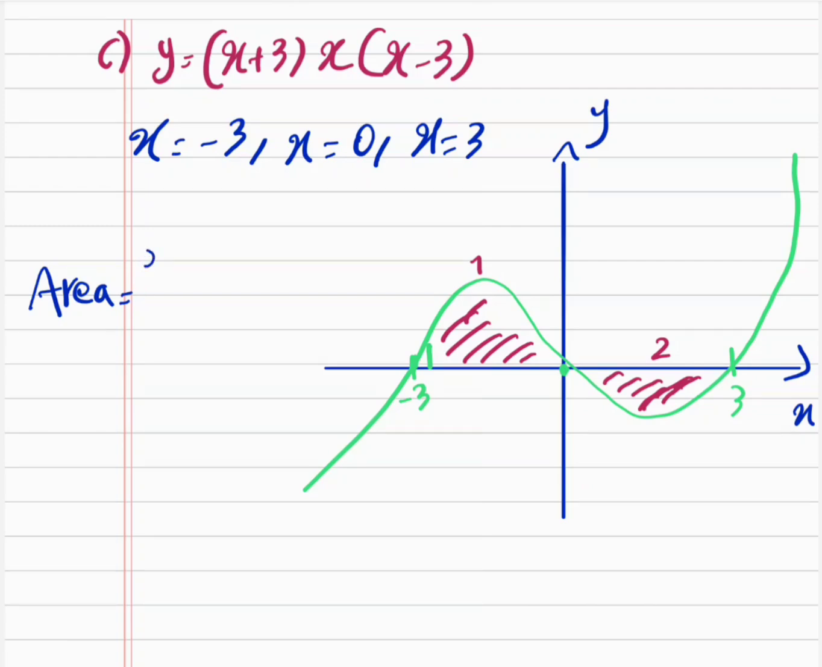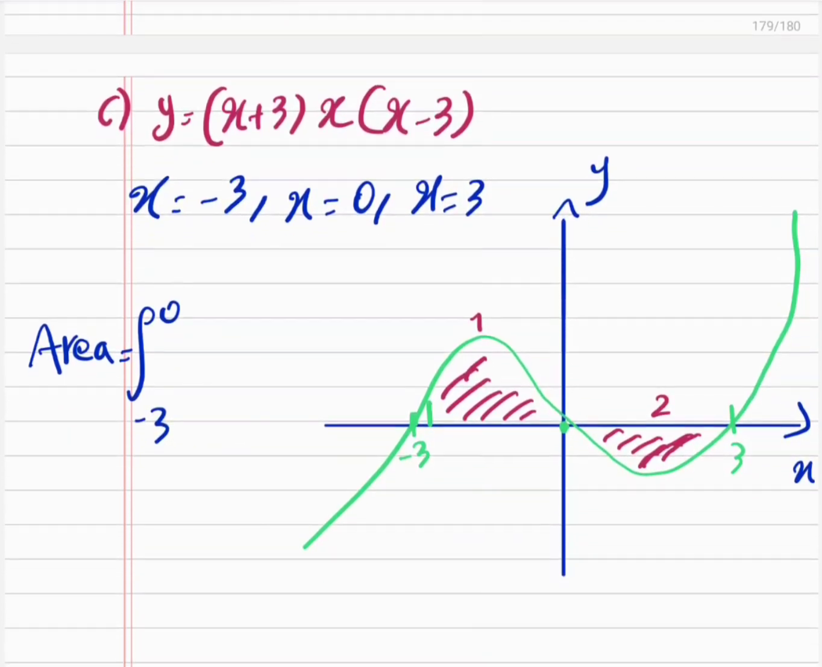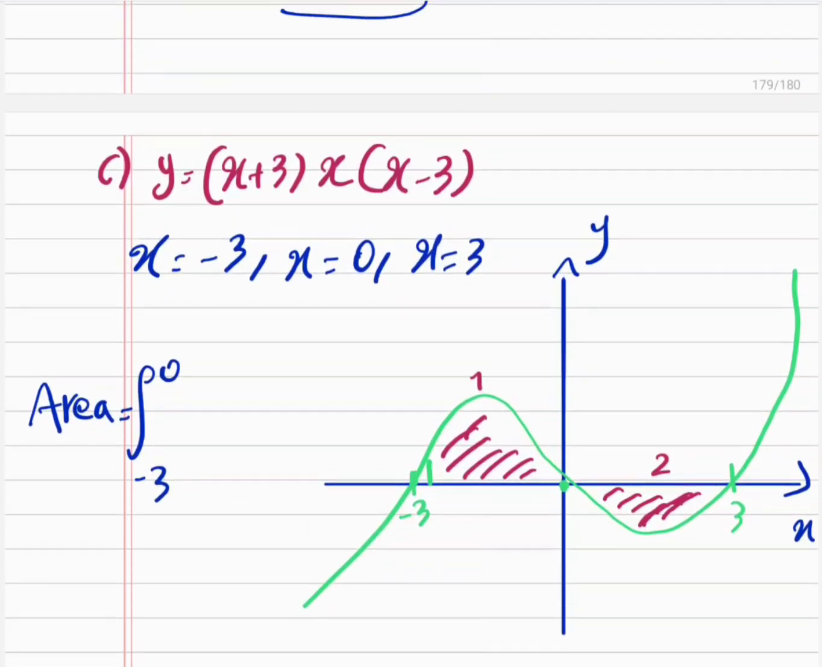So the integral is basically, first, for region 1. So let's first expand this bracket. We first get x squared minus 9 times x, which gives us x cubed minus 9x. Okay, so we write down x cubed minus 9x dx.